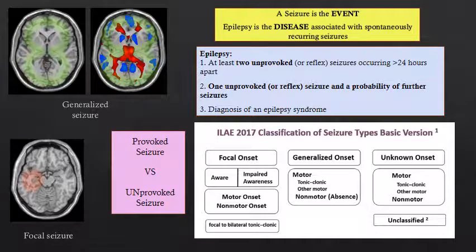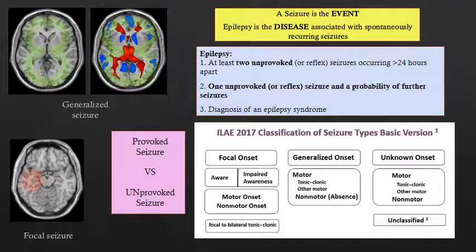In the blue box, you see the clinical practical definition of epilepsy. A person can be diagnosed with epilepsy when they have at least 2 unprovoked seizures occurring more than 24 hours apart, or 1 unprovoked seizure with a probability of further seizures occurring, or a diagnosis of an epilepsy syndrome.